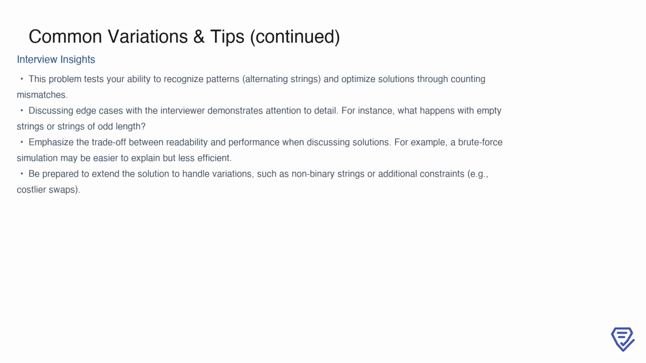Additionally, consider the trade-offs between readability and performance. For example, a brute force simulation approach might be easier to explain step by step, but it sacrifices efficiency. You should also be prepared to adapt your solution to handle variations of the problem. These might include non-binary strings or additional constraints, like assigning different costs to swaps. Demonstrating flexibility in your approach will leave a strong impression.